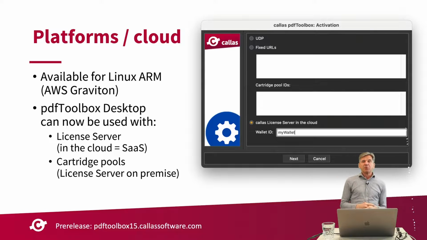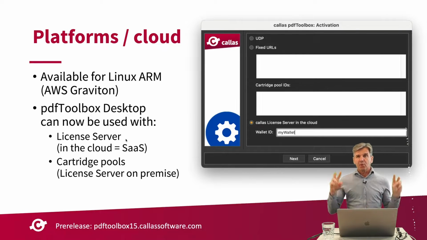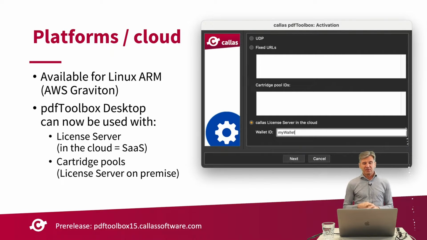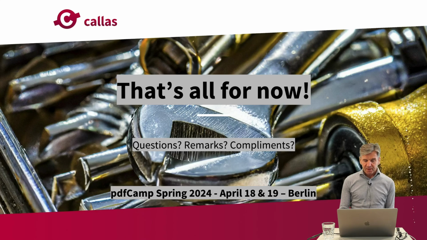And the other improvement in that regard is platform and cloud pdfToolbox desktop. So far, you could use pdfToolbox desktop only with a license server on premise. You couldn't use it with our license server, the callas software license server that is available in the cloud. That changes with pdfToolbox 15. If you don't have a license installed on your computer, you can use it against the license server in the cloud. And you can also use that on a license server on premise with cartridge pools. So, full support of license server in pdfToolbox desktop. And that's it.